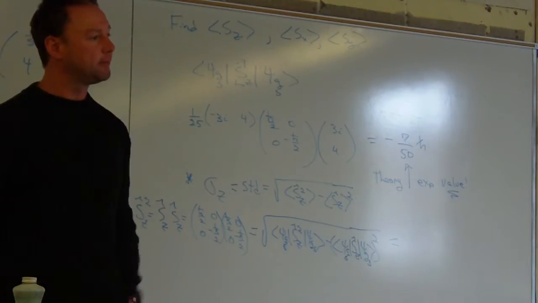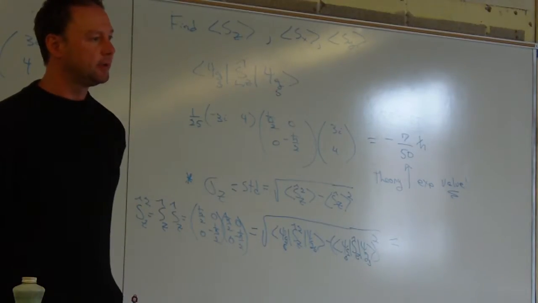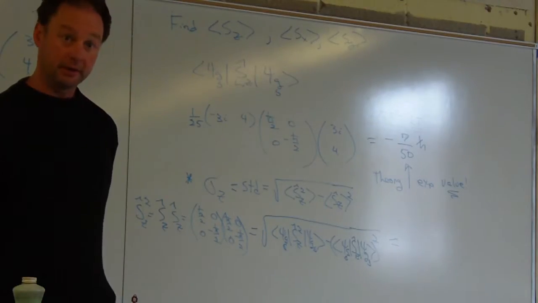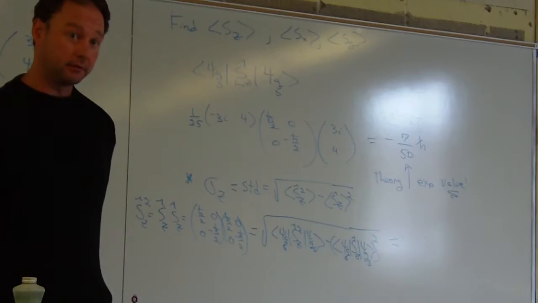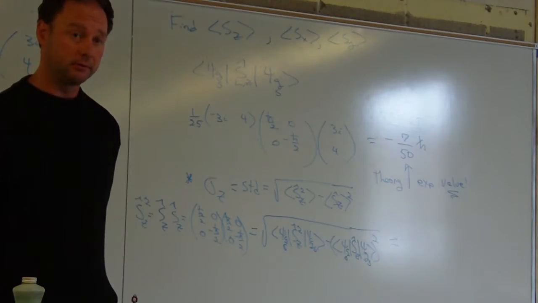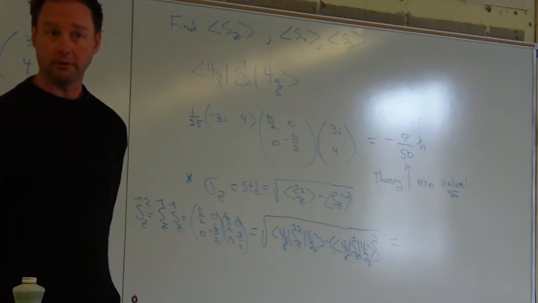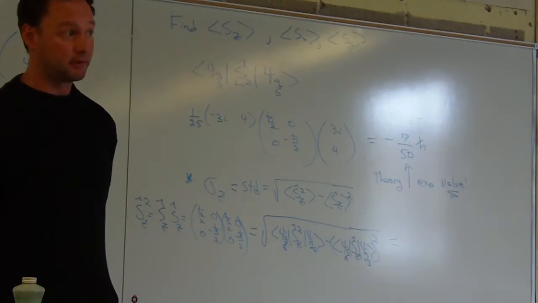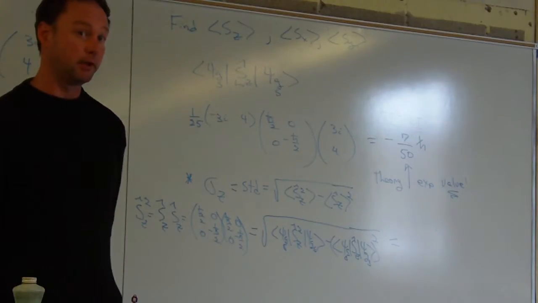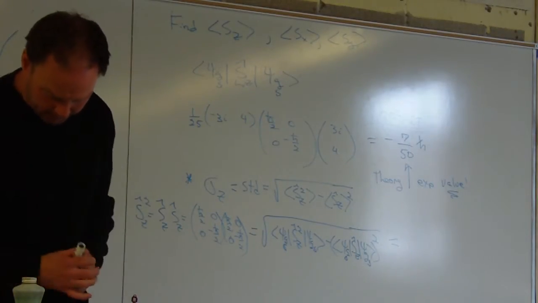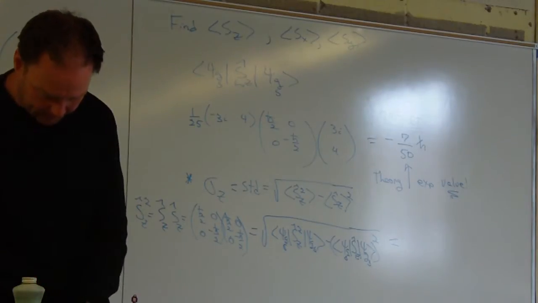No, so I think it is this: if the eigenvalues for Sz are h bar over 2 plus or minus h bar over 2, then the eigenvalues for S squared are always going to be those things squared. So just knowing that the eigenvalues in that basis are plus or minus h bar over 2, squaring that, you get h bar squared over 4. Okay.